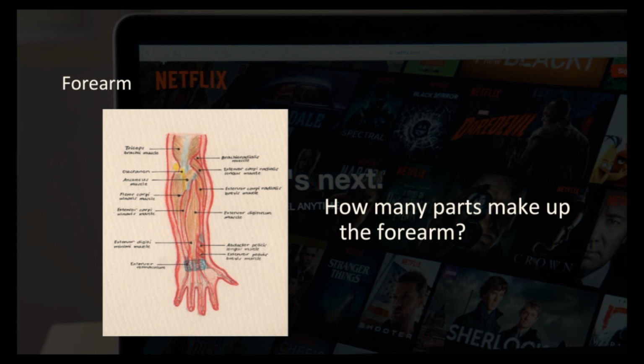How many parts make up the forearm? Two bones, the radius laterally and the ulna medially, form the forearm. It has two compartments, the anterior flexor and the posterior extensor. The two compartments together have 20 muscles.